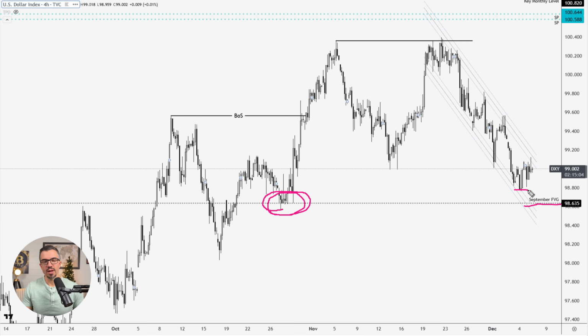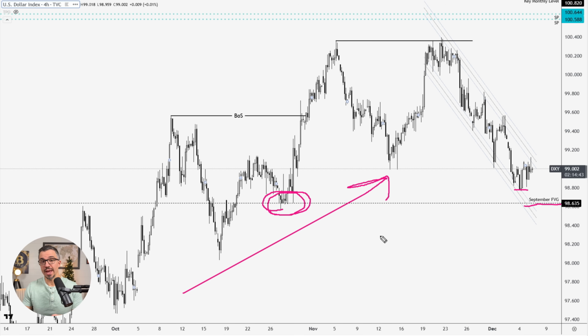Now there's also a September FVG there as well. We haven't quite come into this. I would like to see this tapped sometime next week. And then that's going to be a critical factor, a key moment here for the dollar, because not only is that the September FVG, but we also then have this low back here, which again is the low that buyers have to hold in order to keep the bullish momentum intact.